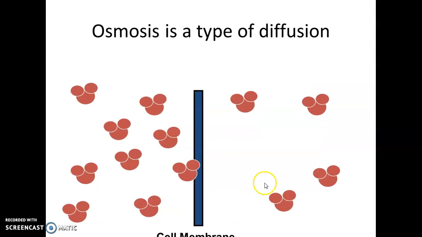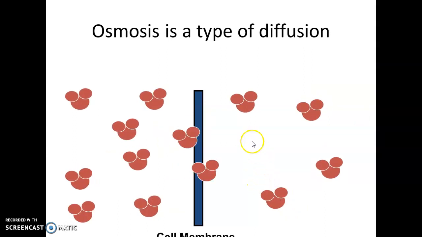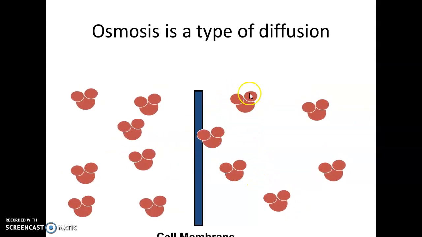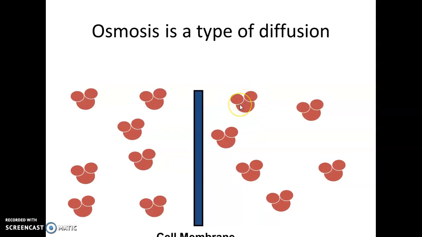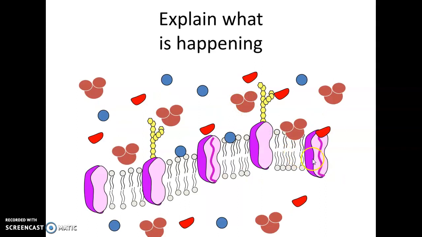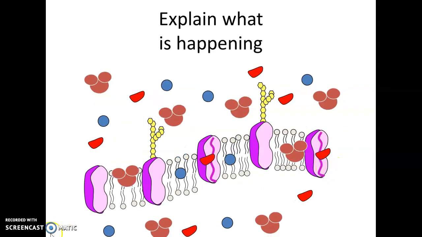And last but not least, this is an example of osmosis. You can recognize that this is a water molecule by its Mickey Mouse shape. Remember that water is H2O, so here are our two hydrogens as the ears, and then the face is the oxygen. Go ahead and talk to your neighbor about what's happening in this diagram.